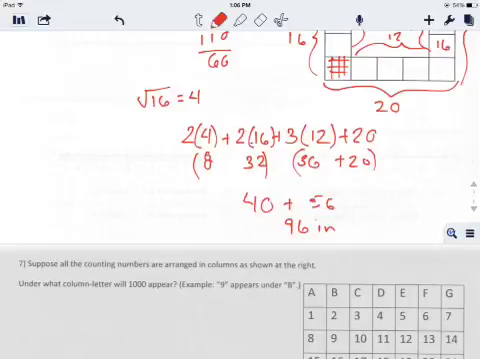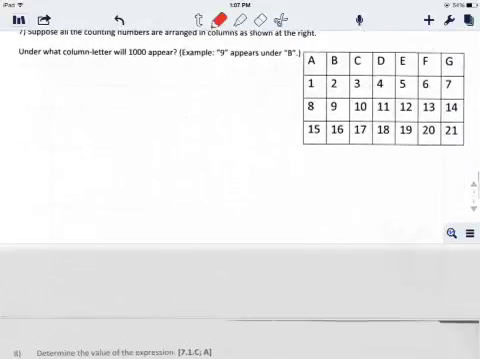Now remember, perimeter is just a linear measurement. It's just lines. That's a straight inch, not square inches. Okay, moving on.